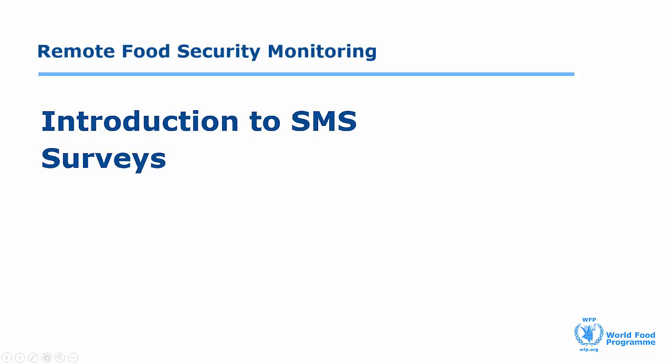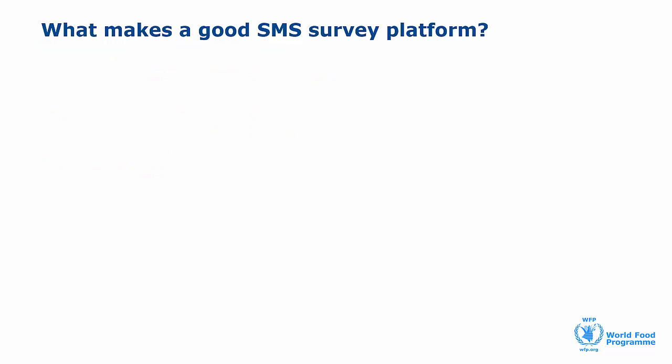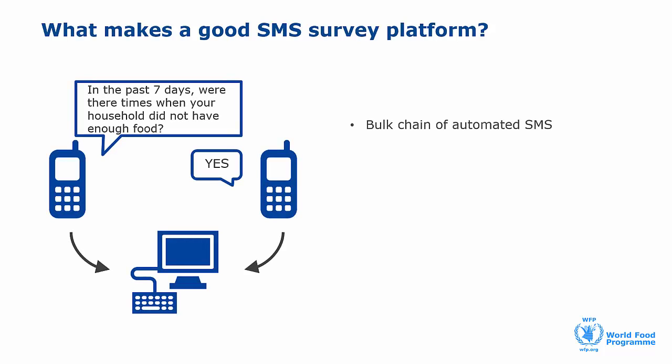In this presentation, we'll look in more depth at how you can use SMS to conduct surveys. SMS surveys are composed of a bulk chain of interactive and automated SMS messages. A good SMS survey platform recognizes the answers from the respondents and reacts to them by sending sequential questions automatically, called branching. For example, it can send question A to only female respondents and question B to only male respondents.